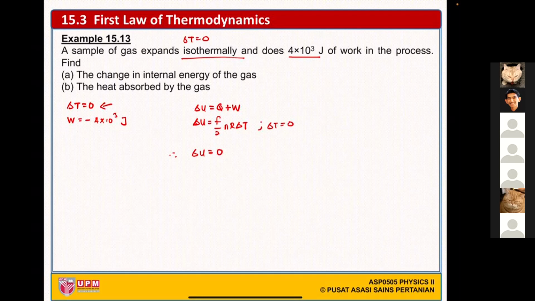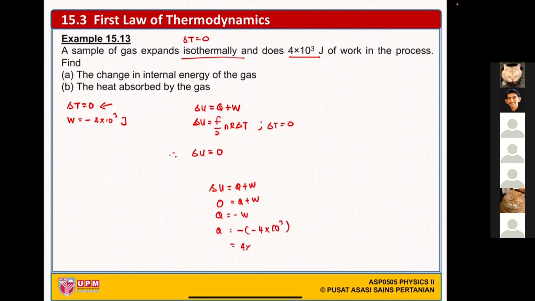And go to the question number 2, the heat absorbed by the gas. What is the heat absorbed by the gas? Based on the first law of thermodynamics, delta U is equal to Q plus W. And since delta U is equal to 0, kita boleh dapat Q plus W sama dengan 0. So Q sama dengan negatif W. Jadi Q adalah sama dengan negatif 4 kali 10 kuasa 3 joule.